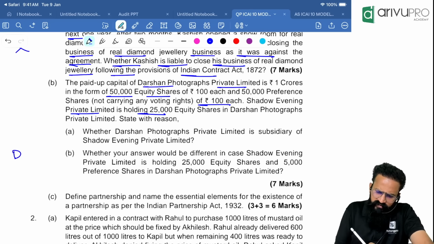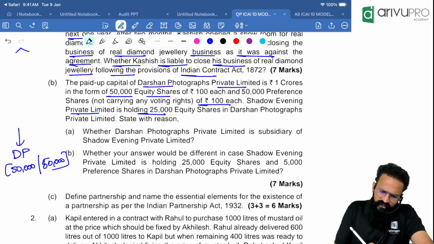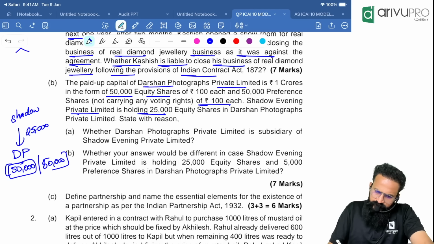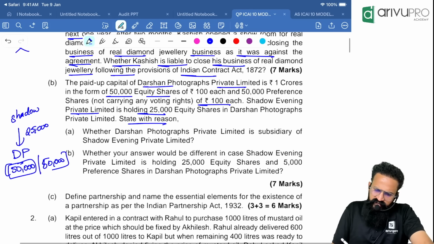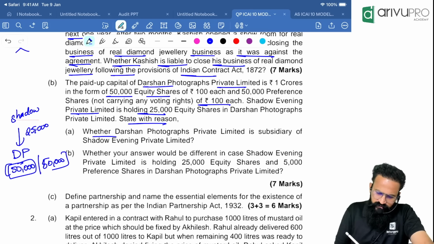So what is there? There is something called Darshan Photographs Private Limited. In this, they have 50,000 equity shares and 50,000 preference shares. That's their capital. In this, what are they telling you? Shadow Evening Private Limited is holding. There is one more company called Shadow. Now how much are they holding? They are holding 25,000 equity shares out of this 50,000. State with reason whether Darshan Photographs Private Limited is a subsidiary of Shadow Evening Private Limited. That's the first question.